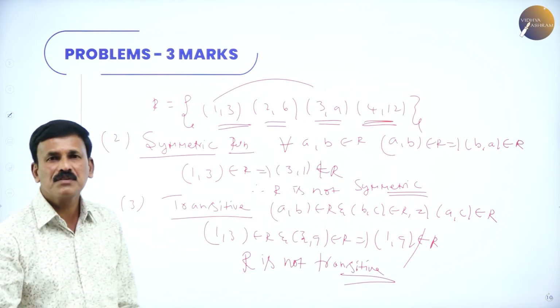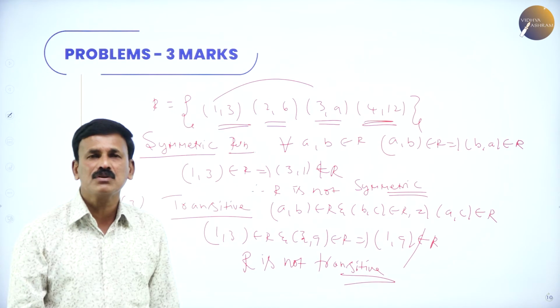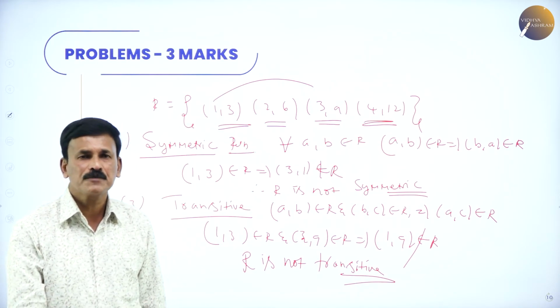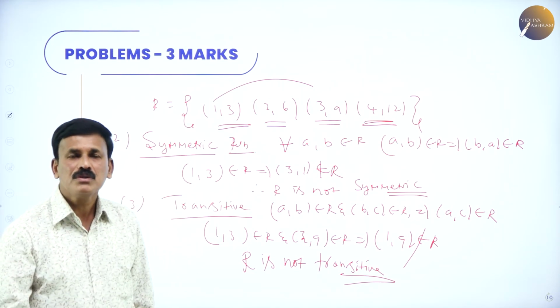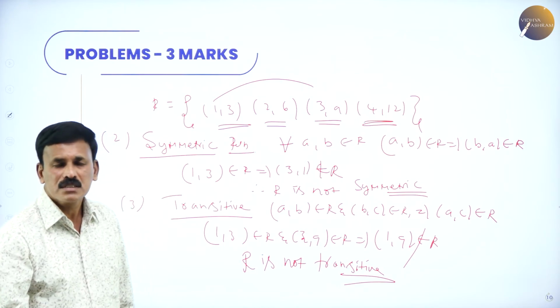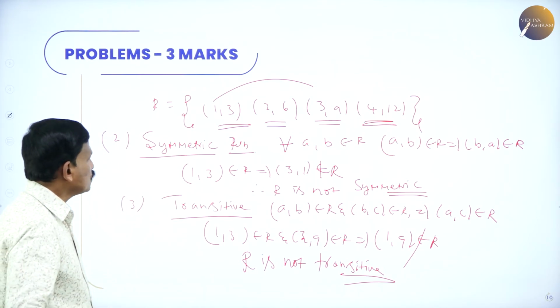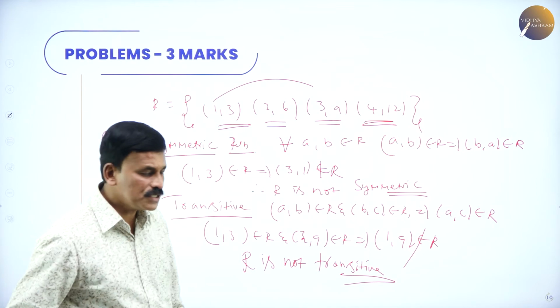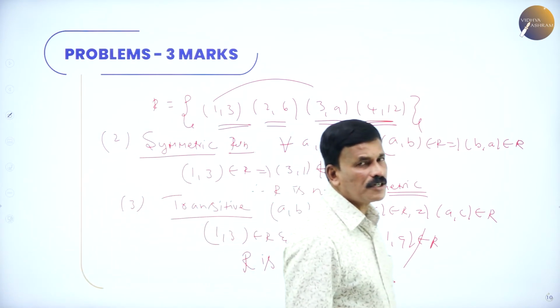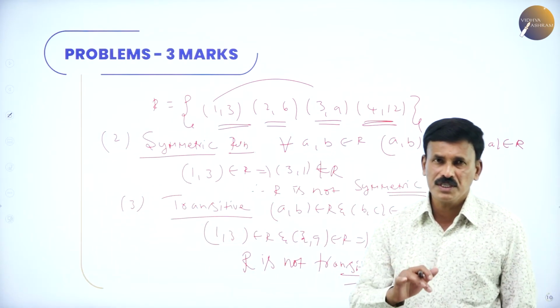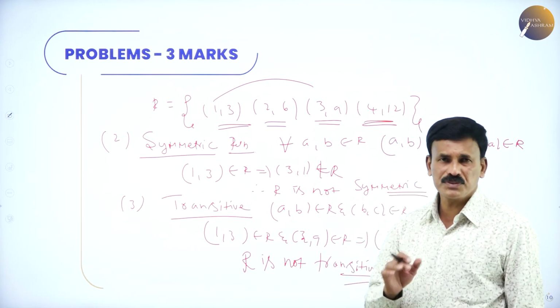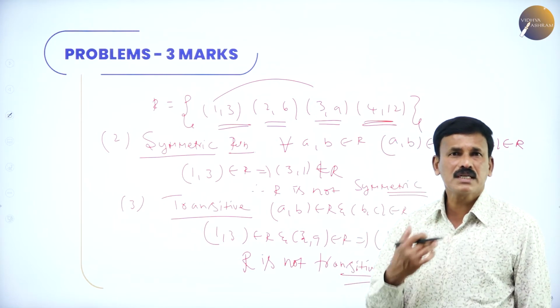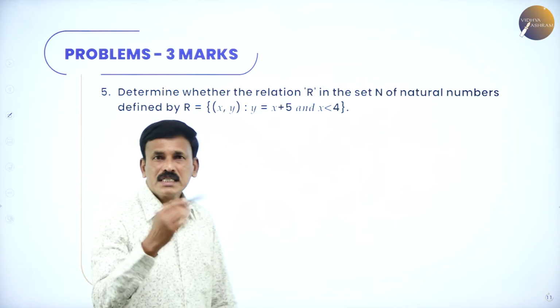So this is neither reflexive nor symmetric nor transitive, not an equivalence relation. So this is an example for a relation which is neither reflexive, symmetric nor transitive. Hope you are following. These are all very simple problems. Just verify reflexive, symmetric and transitive. That's all.